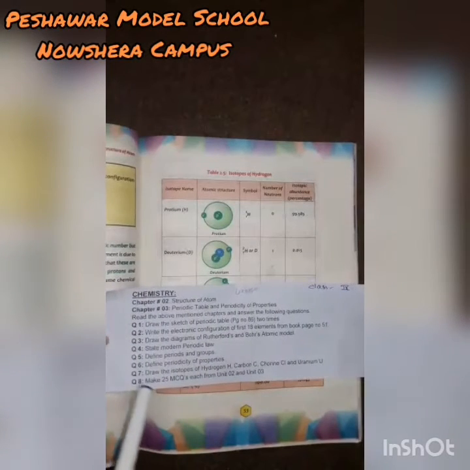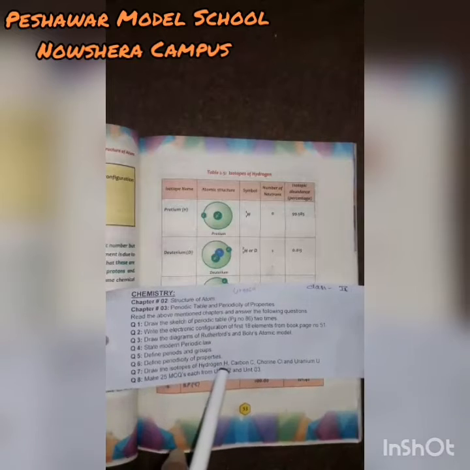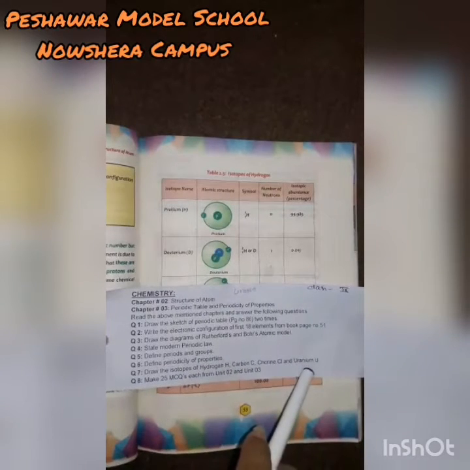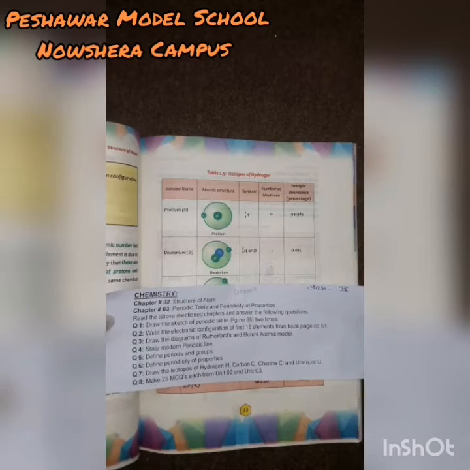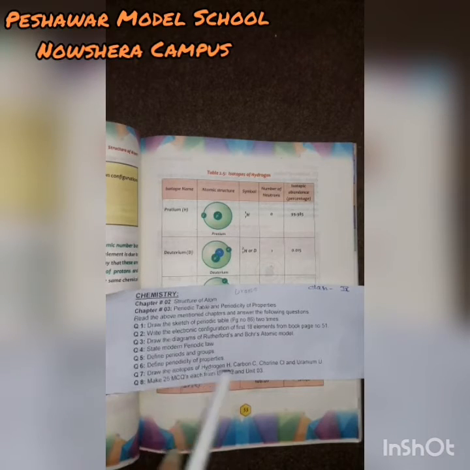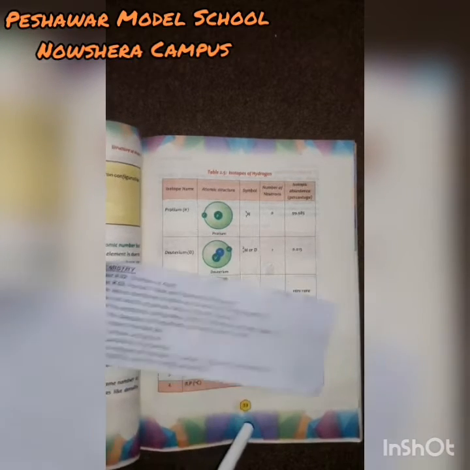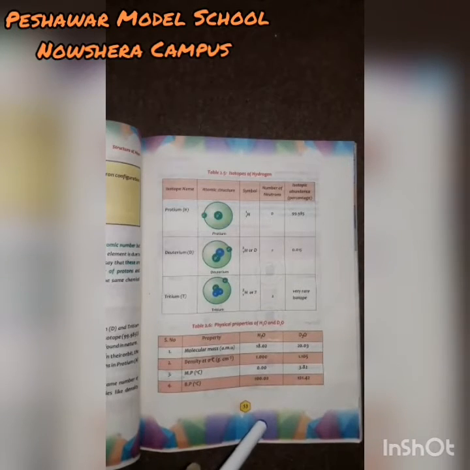Now look at your question number 7. Draw the isotopes of hydrogen, carbon, chlorine and uranium. You already know what is meant by isotopes. Isotopes are those atoms which have the same atomic number but different mass numbers. The first one is hydrogen. The isotopes of hydrogen are present on page number 53.